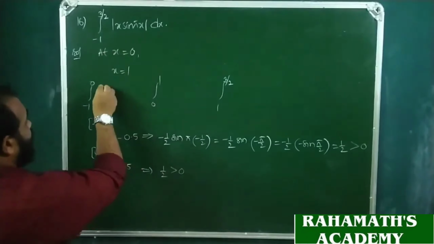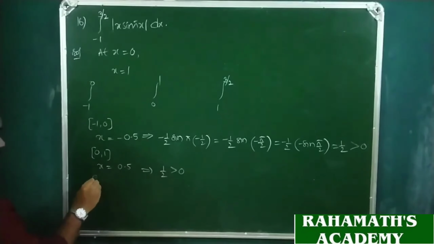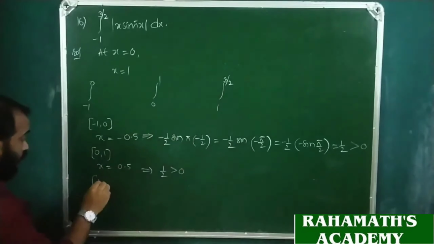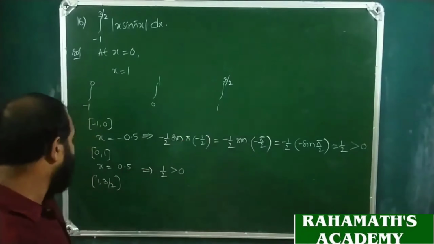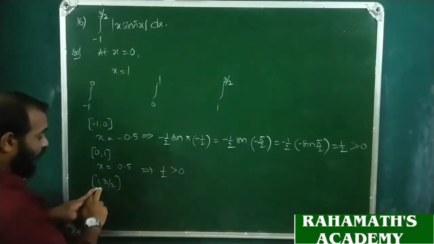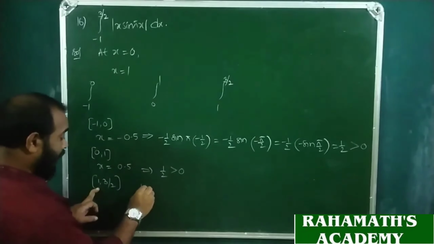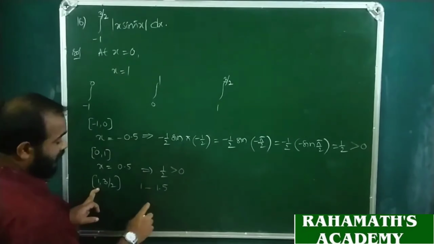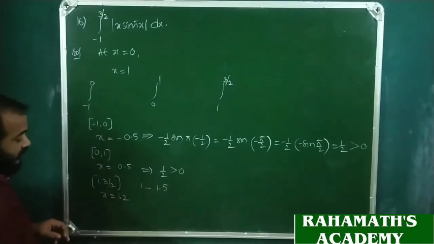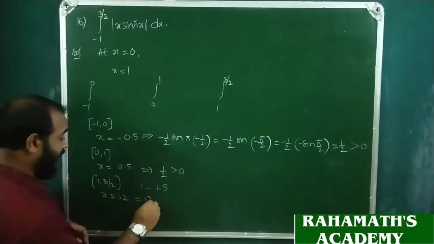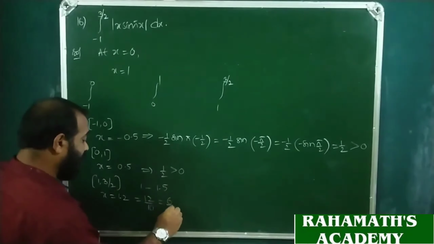That means modulus of x in 1 to 3 by 2, between this let us take any value in between. 1 to 3 by 2: 1 is 1, 3 by 2 is 1.5. Between 1 to 1.5, let us take x equal to 1 by 2 more, that means 12 by 10, which is 6 by 5.